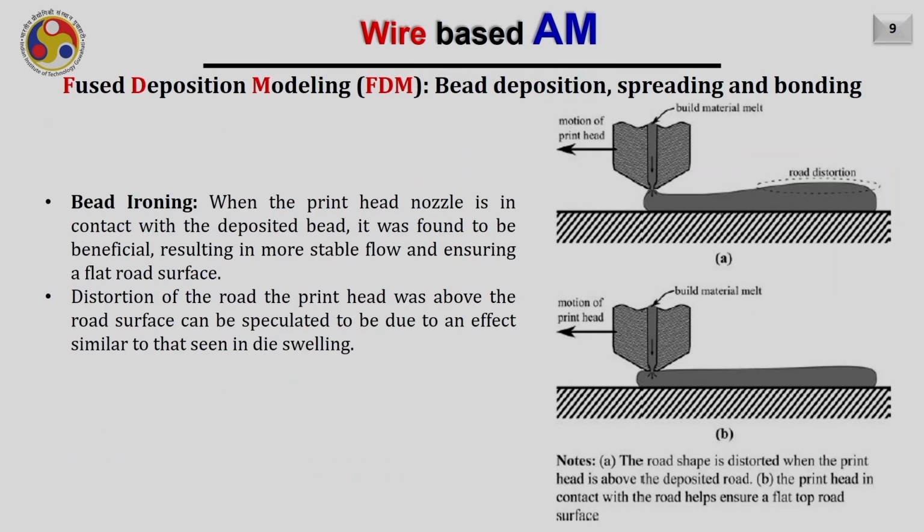There is a very important phenomenon called bead ironing. Bead ironing is nothing but the nozzle usually touching the bead which it is depositing on the substrate. It is very much similar to the die swelling phenomenon. When the bead is deposited onto the substrate, it releases the stress, and of course when it releases the stress, its shape will change.